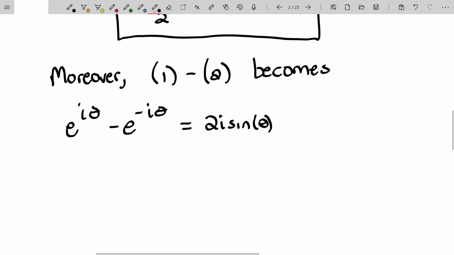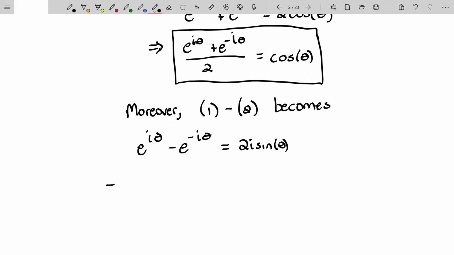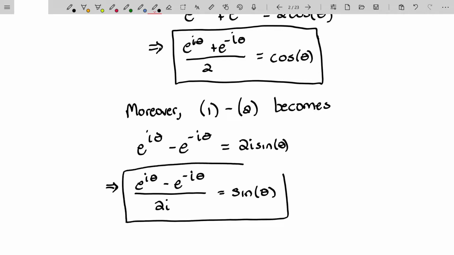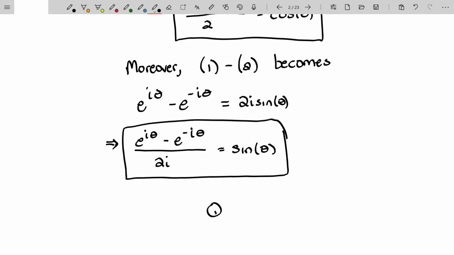Now divide both sides by 2i, and that will imply that you have e to the I theta minus e to the negative I theta over 2i is equal to the sine of theta. Those two formulas, by the way, that's the end of the proof, QED.